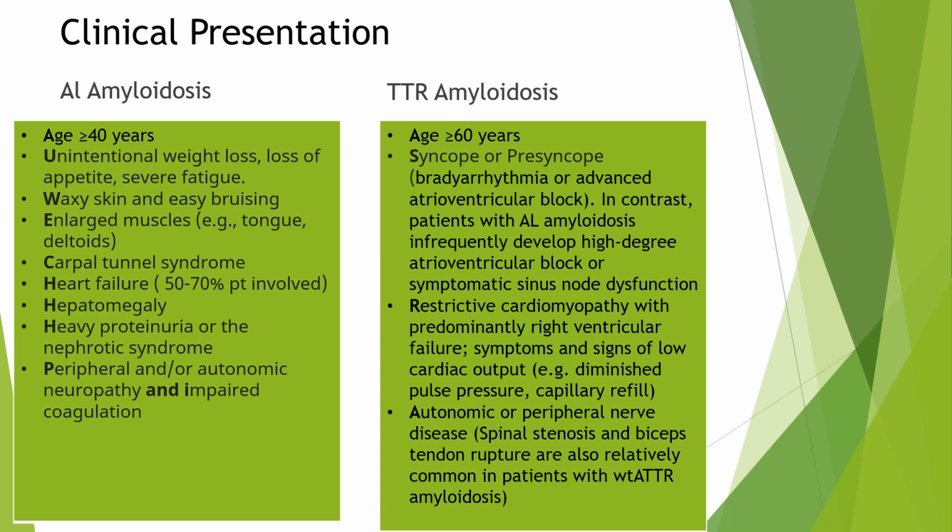Along with that, there will be restrictive cardiomyopathy, which is going to be seen with right ventricular failure and showing signs and symptoms of low cardiac output, for example, delayed capillary refill and low pulse pressure. Furthermore, there will be autonomic or peripheral nerve disease. Patients normally come up with bicep tendon rupture, and there'll be spinal stenosis, and these are relatively common in patients with the WT-ATTR amyloidosis subtype.